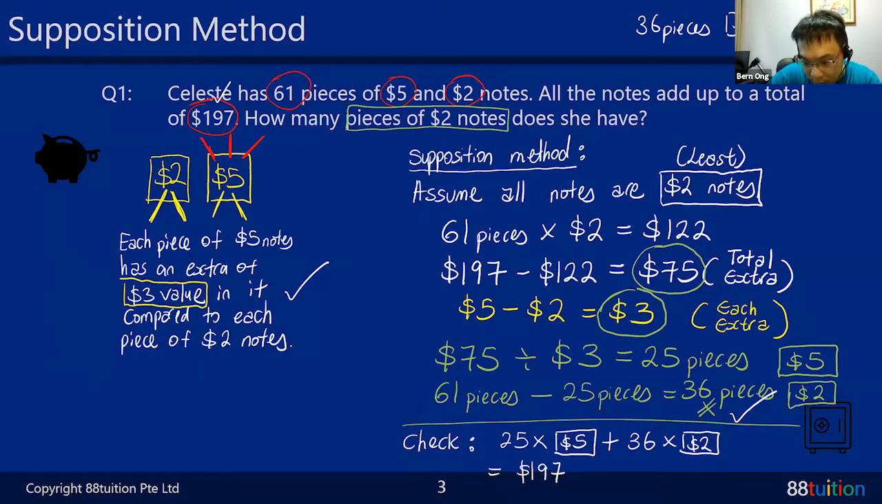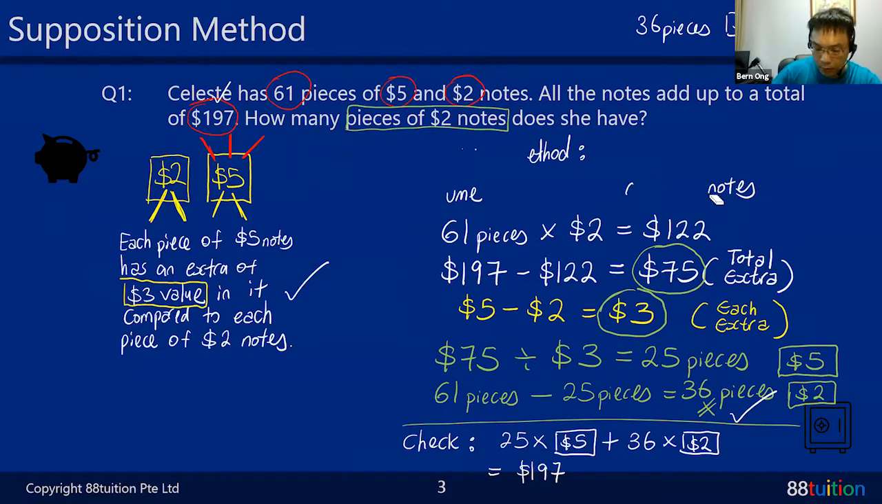Okay, this is the answer already. So I'm going to erase the whole thing here. Give me some time to erase.